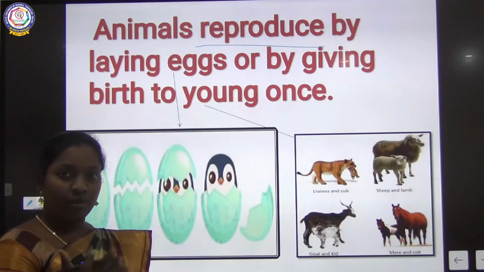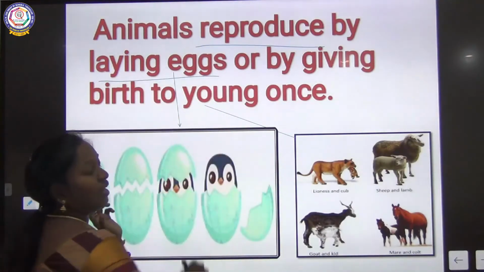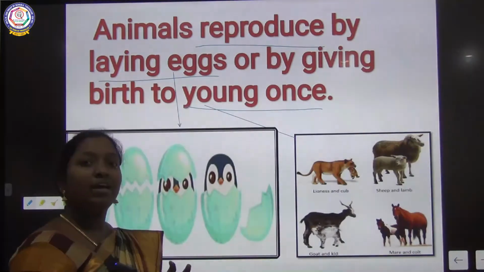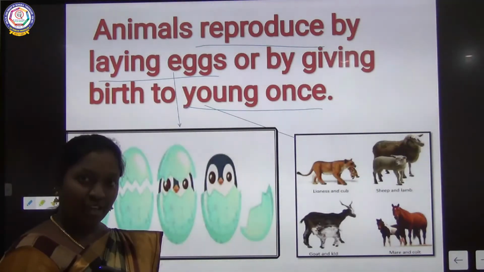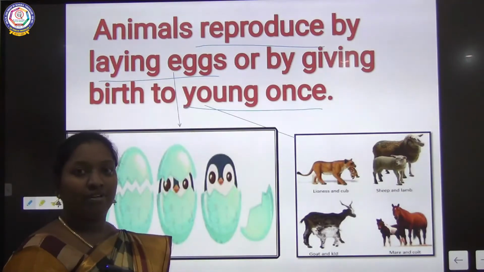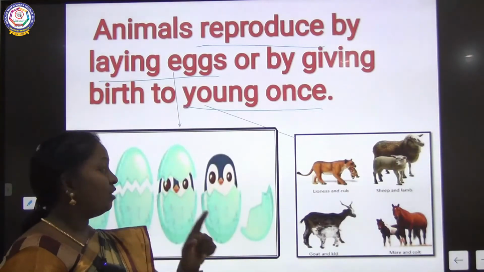In which ways does it produce its young ones? By laying eggs and by giving birth to the young ones. This is the way animals produce their young ones. Producing young ones is called reproducing. Okay, this does not mean plants cannot reproduce. Plants also do, but let you know now.